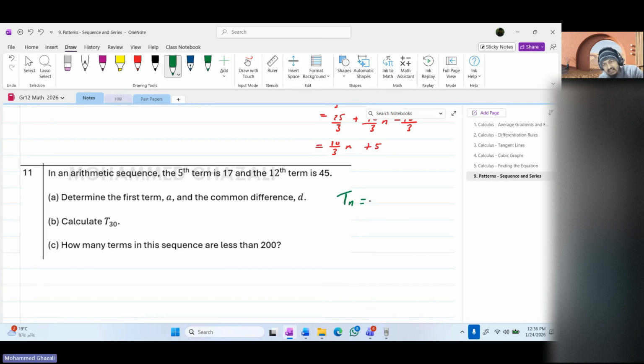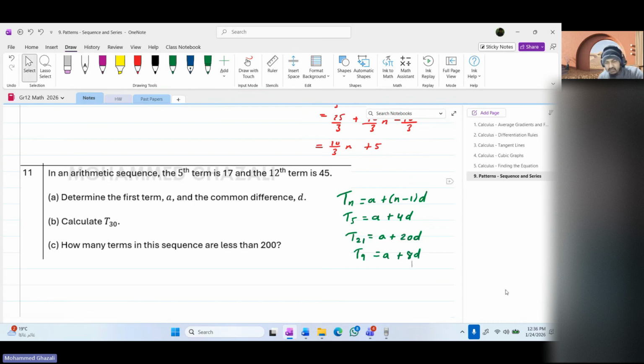If I say Tn is equal to A plus (n minus 1)d, what is term 5? It's A plus 5 minus 1, 4d. What is term 21? Just giving an example, term 21 will be A plus 21 minus 1, so 20d. What is term 9? A plus 8d, and so on. So just remember, it's always n minus 1. That's the reason why, when you say term 5, don't go and write down the entire formula. But if you do write the formula, you will never make a mistake.